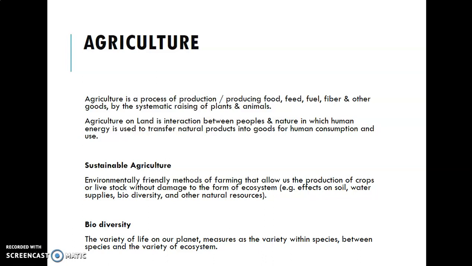So the third topic is biodiversity. The variety of life on our planet, measured as the variety within species, between species and the variety of ecosystem. So there is a lot of variety in our planet, and you can say it the living creatures who live on this planet. So the variety of these living creatures are the species, and the different species live within this ecosystem.